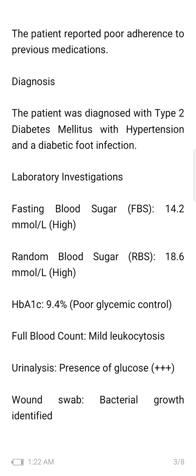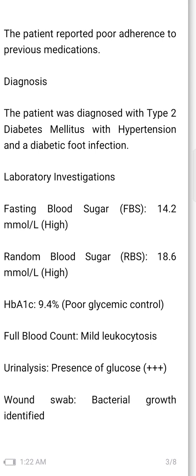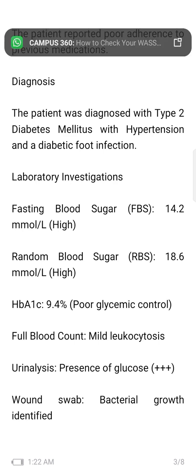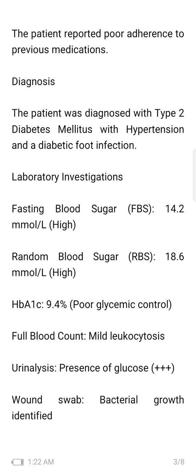Diagnosis: the patient was diagnosed with type 2 diabetes mellitus with hypertension and a diabetic foot infection. So this was the diagnosis of the patient. Laboratory investigation included the fasting blood sugar, which was 14.2, random blood sugar, that's the RBS, HbA1c, full blood count, and urinalysis.